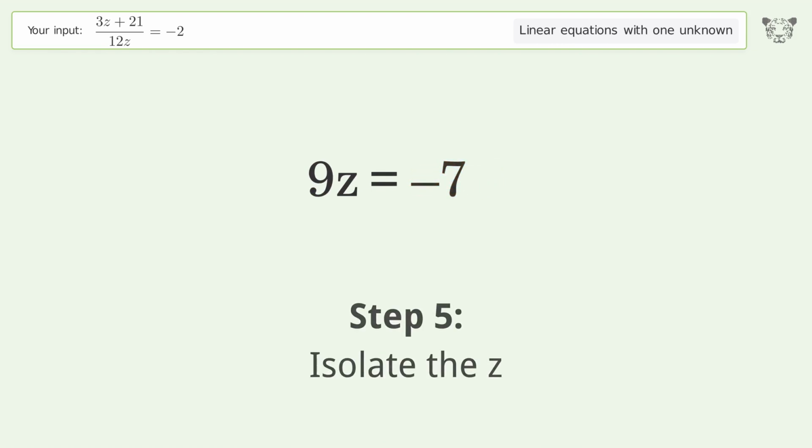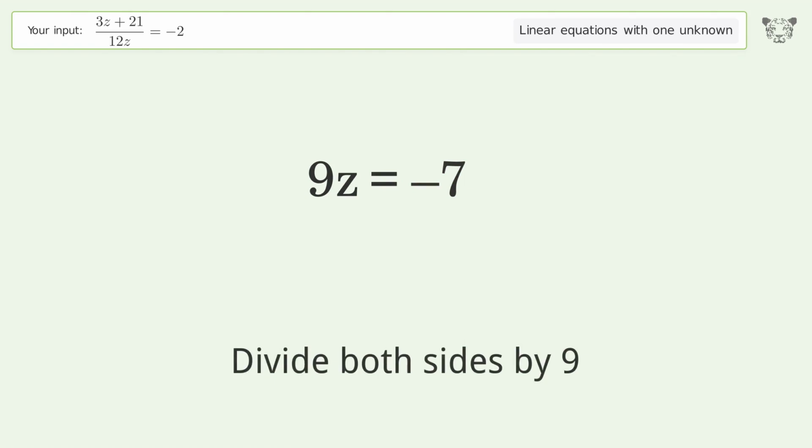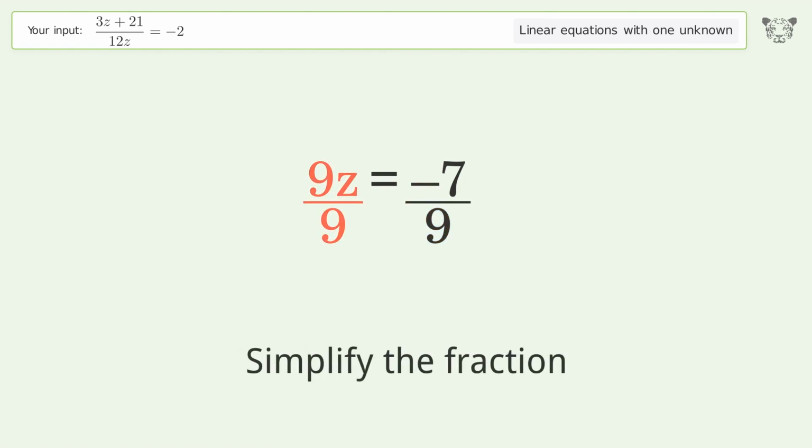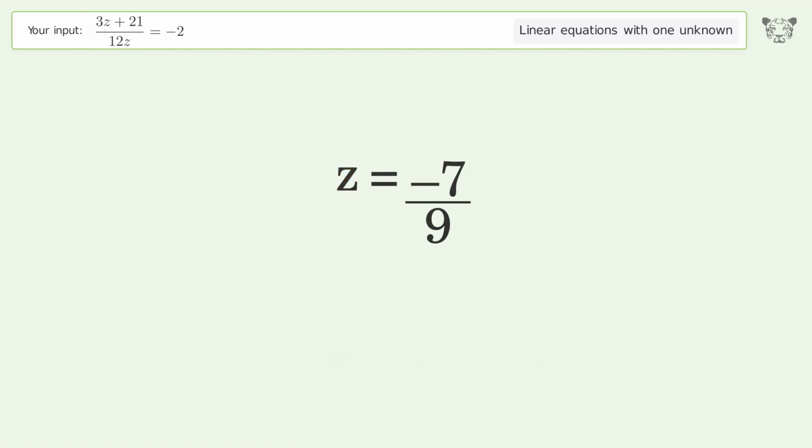Isolate the z. Divide both sides by 9. Simplify the fraction. And so the final result is z equals -7/9.